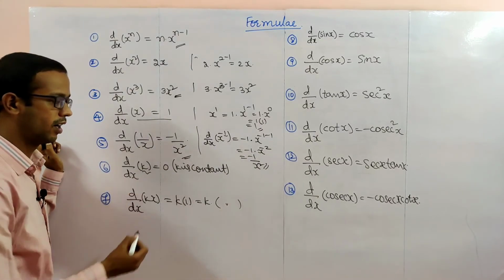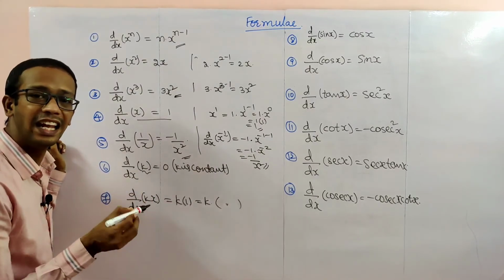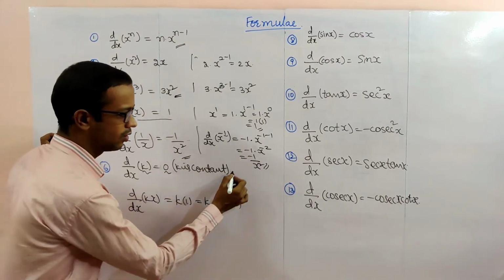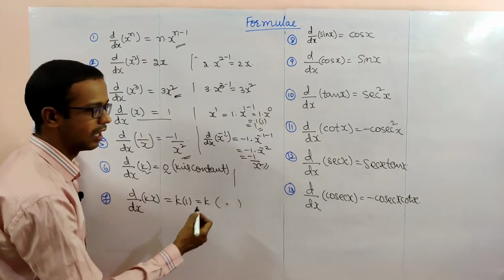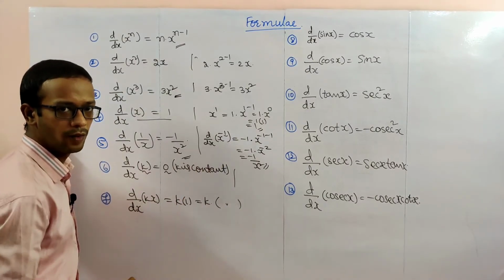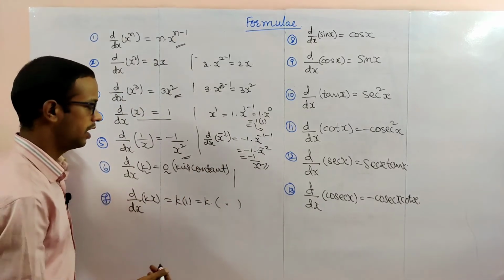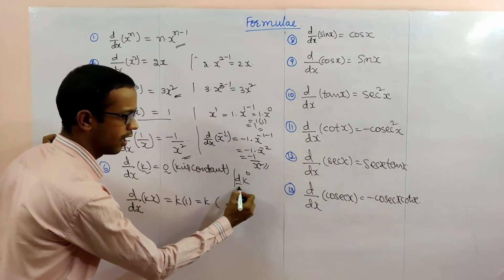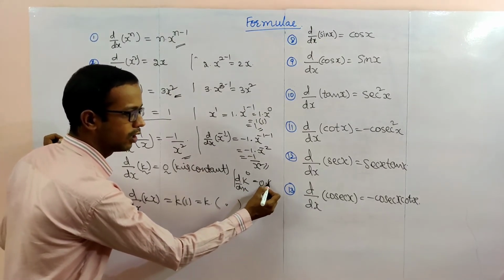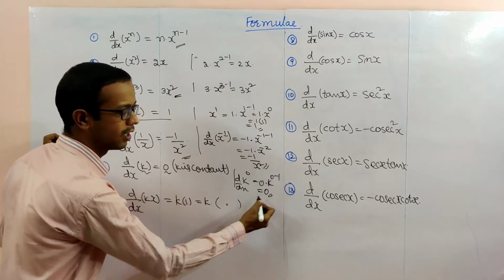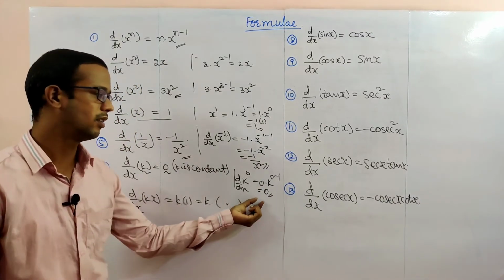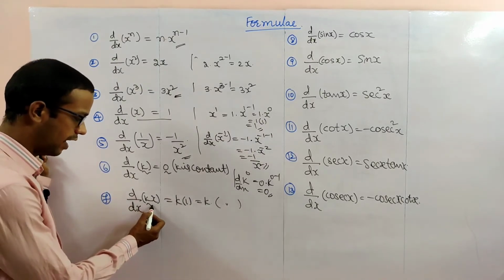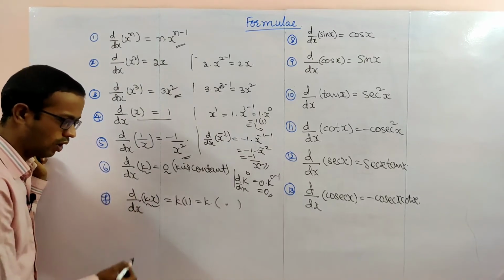Derivative of a constant k, any constant, the answer is 0. Sir, why 0? Constant means the power should be 0. K power 0 is there. So if you find the derivative, 0 into k power 0 minus 1, the answer is 0. Next, the derivative of kx, constant into x.